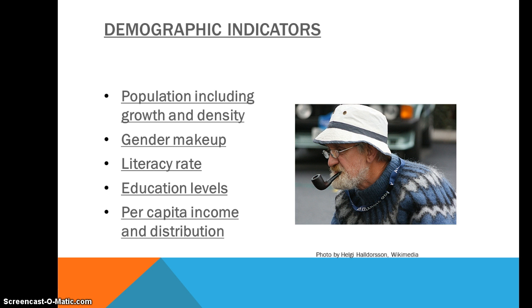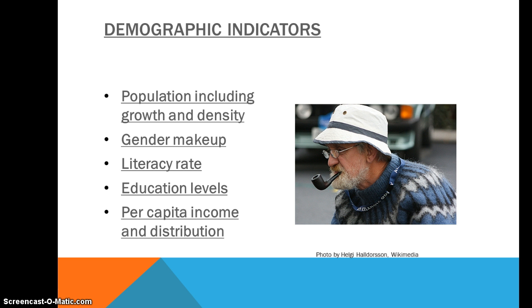In terms of demographic indicators, we'll look at population, gender makeup, literacy, education levels, and per capita income and distribution. So any thoughts on where you might find this information? Let's say that you're interested in Mexico, that you're considering that market for chocolates. The first day of class, somebody had indicated that he's interested in chocolates, so let's talk about that a bit. Where would you find that information?